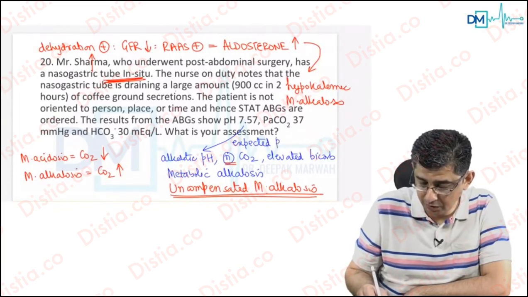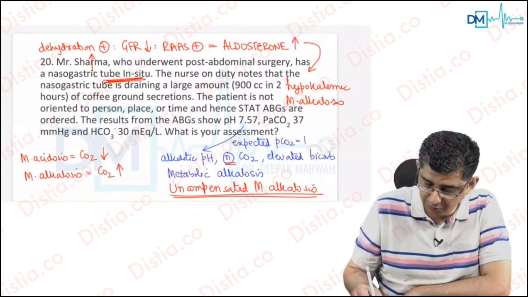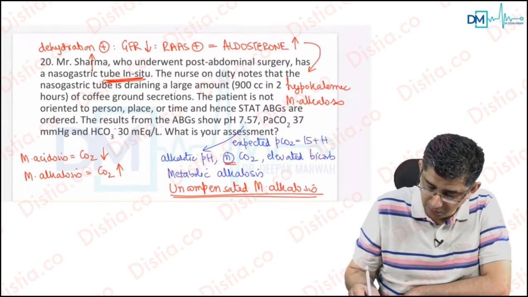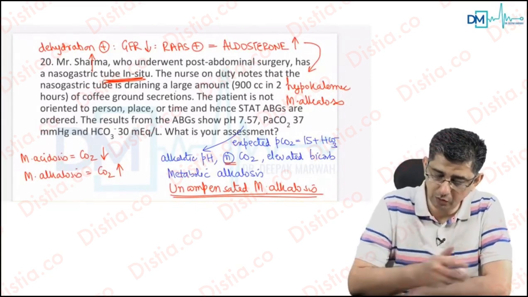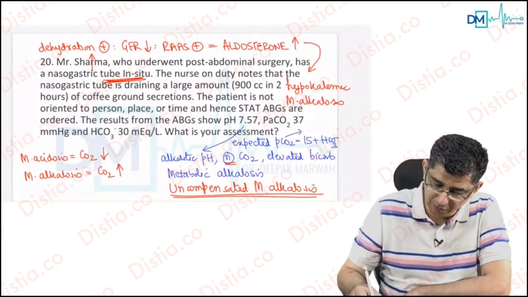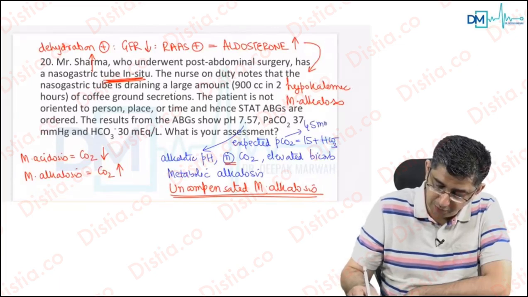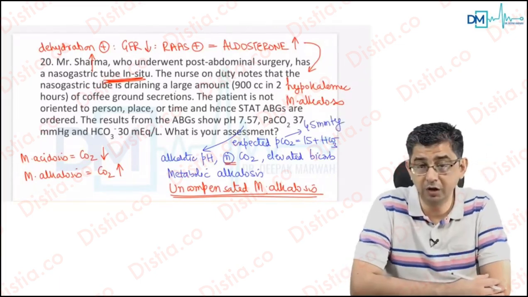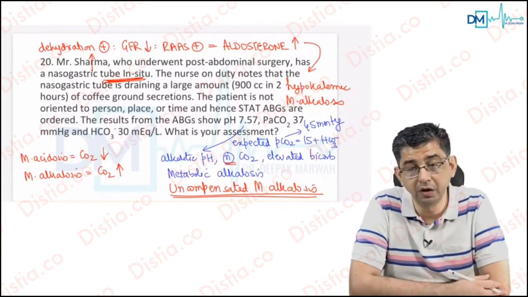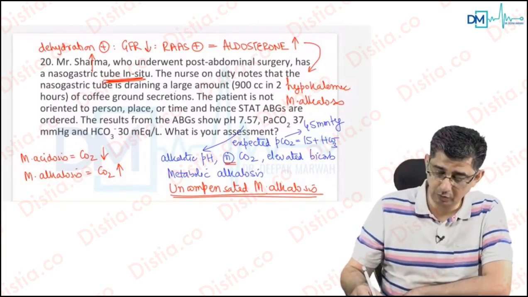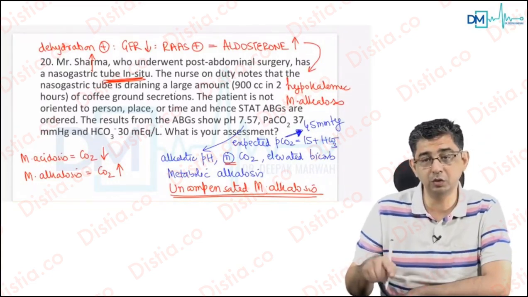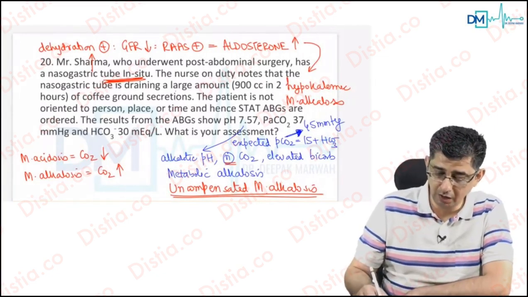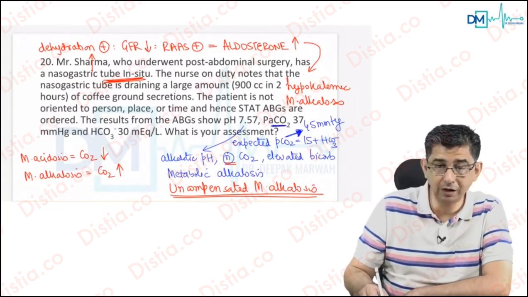The expected PCO2 of the patient is 15 plus the value of bicarb. The value of bicarbonate in this patient is 30. So expected PCO2 of this patient is 45 millimeters of mercury. Now look at the value. The actual value is only 37. This explains the fact that the compensation process has not started in the patient because I expect the PCO2 to be 45 and the actual value of the patient is only 37.